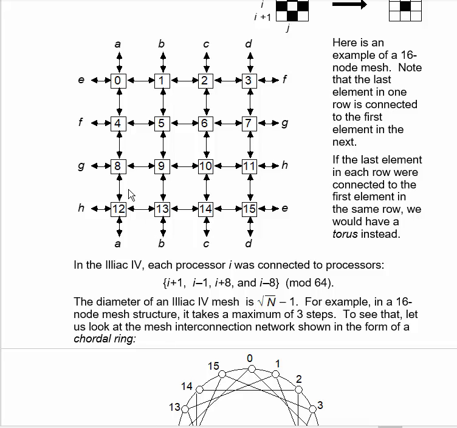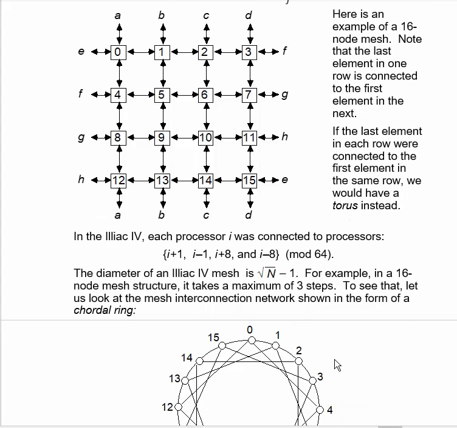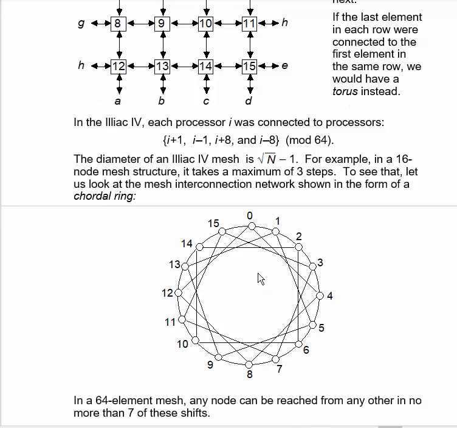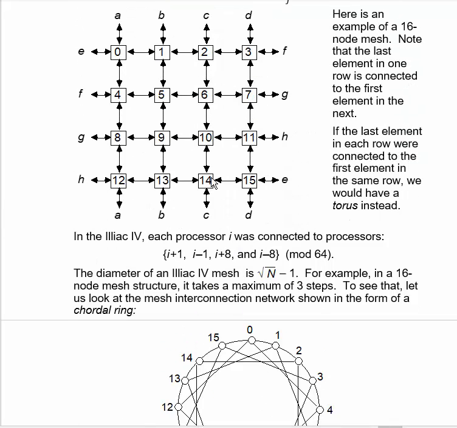You know that the farthest you can go is square root of 16, which is 4. 4 minus 1, so you can only go 3 in any particular dimension. For example, in a 16-node mesh structure, it takes a maximum of 3 steps. Now, actually, it's not really that simple, but what I was alluding to here is that you only have 3 connections in a particular direction.